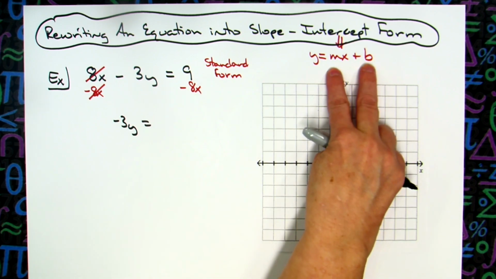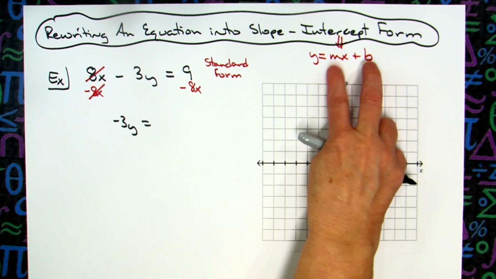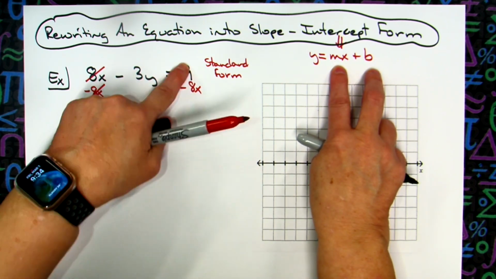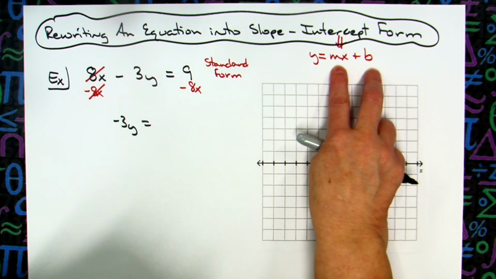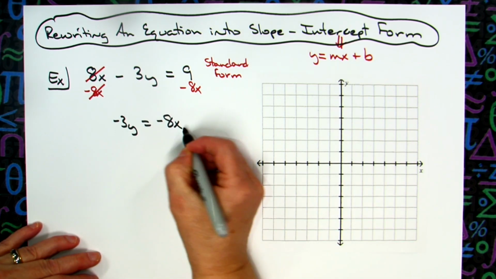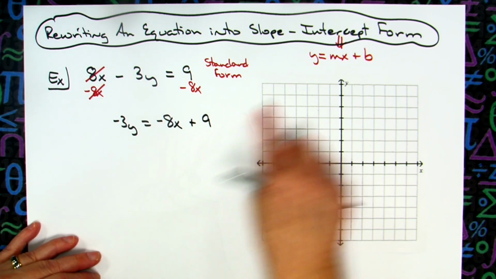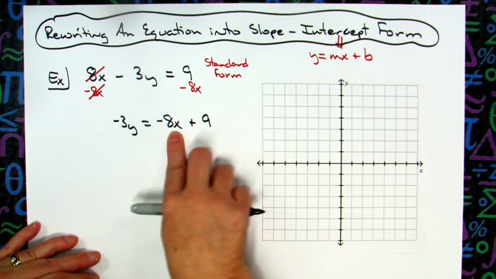All right, and I know I'm trying to get slope-intercept form. So if that's the case, should I put the negative 8x first or the 9 first? If I want it to look like this form, which one of these two terms should come first? Yeah, the negative 8x. So I'm going to choose to write it as negative 8x, and then it's a positive 9, so plus 9.